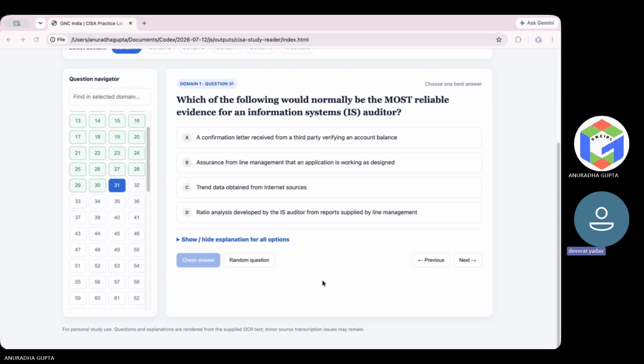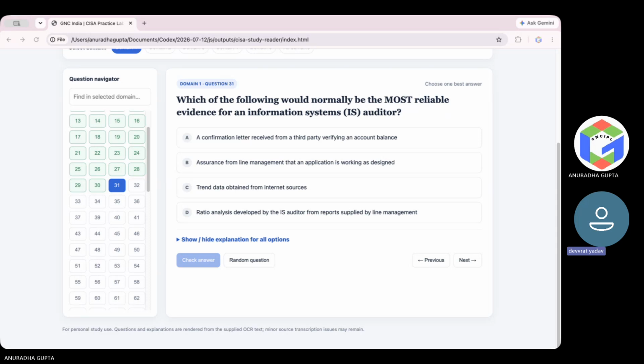A confirmed letter is a third-party in account balance. And for on the line now, there are options of working and data outcome from the internet sources. Issue analysis of the problem from the report supplied by the line manager. Issue analysis developed by the auditor.